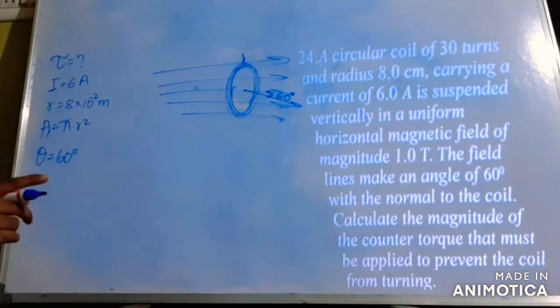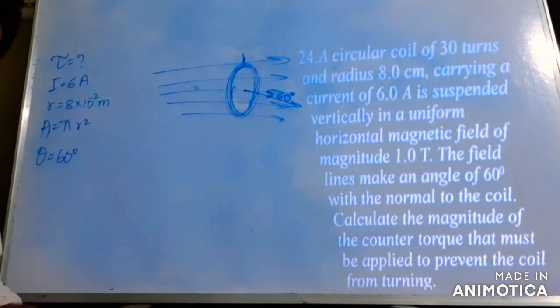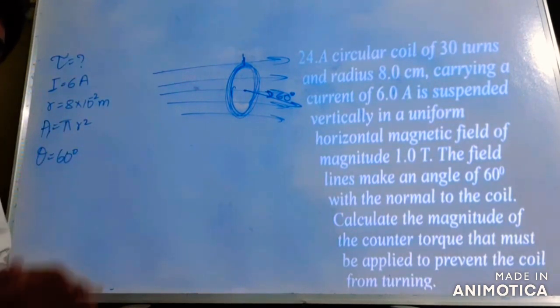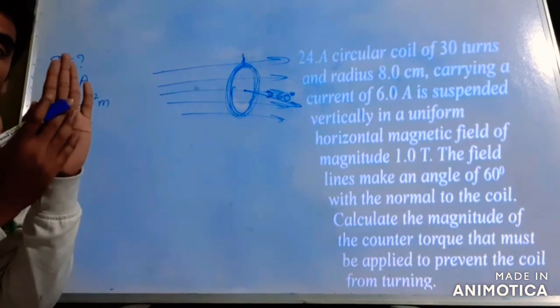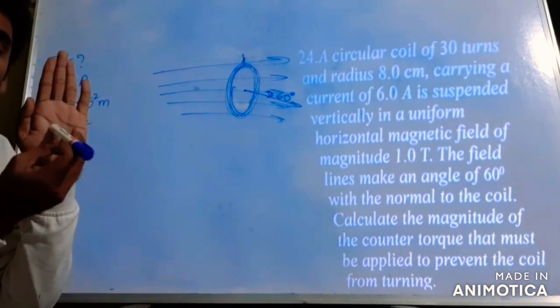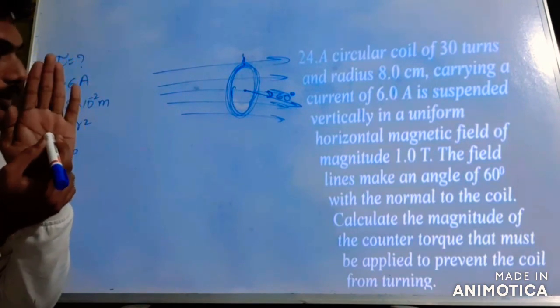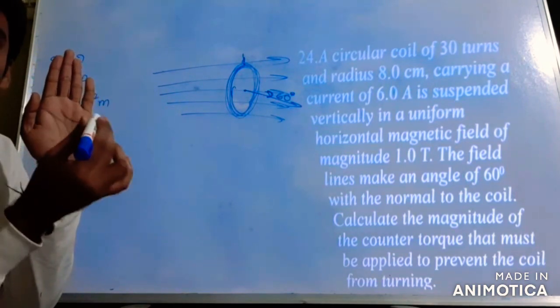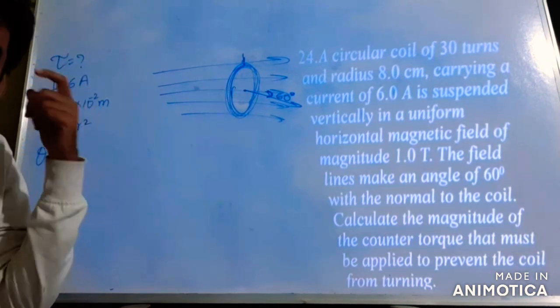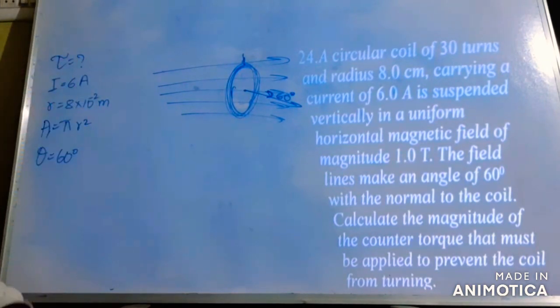In the previous problem, theta was not the same as the given angle, because there the field lines were making a certain angle with the plane of the coil. This time the field lines are making 60 degree with the normal to the plane of the coil, which itself is the direction of area. You should understand the difference. So here we have theta given, I, R, and tau is asked to find.